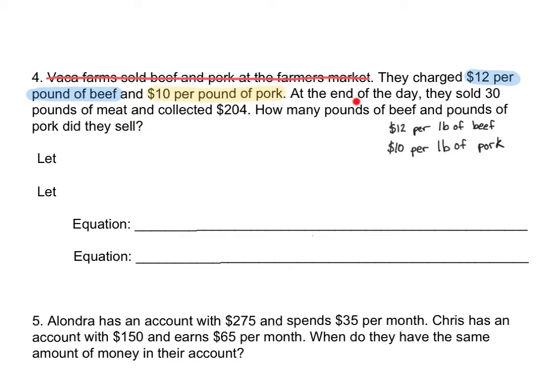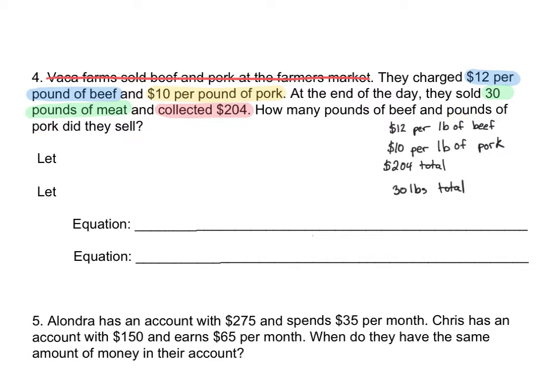At the end of the day, they sold 30 pounds of meat. Okay, pausing again. 30 pounds of meat total. I'm going to make another note of that over here. And collected $204. All right, really important, $204. The question is, how many pounds of beef and pounds of pork did they sell?